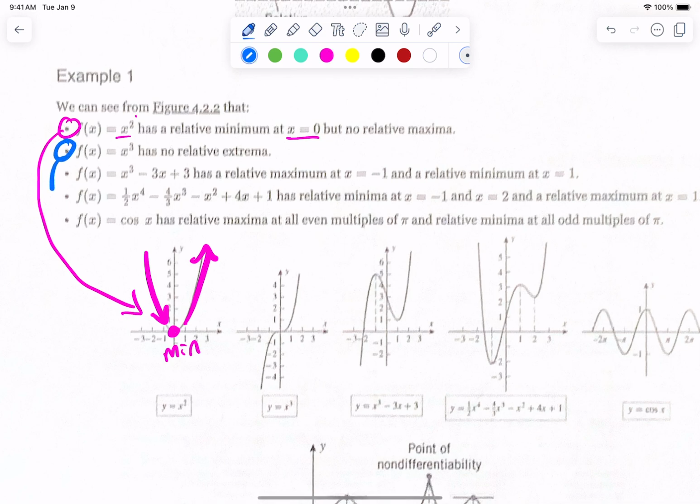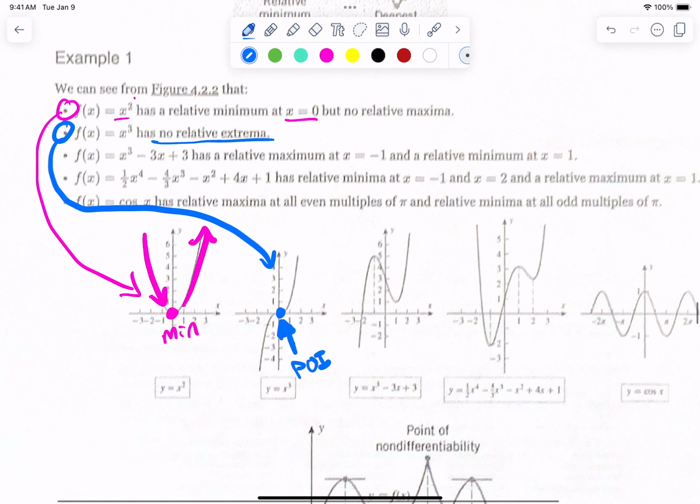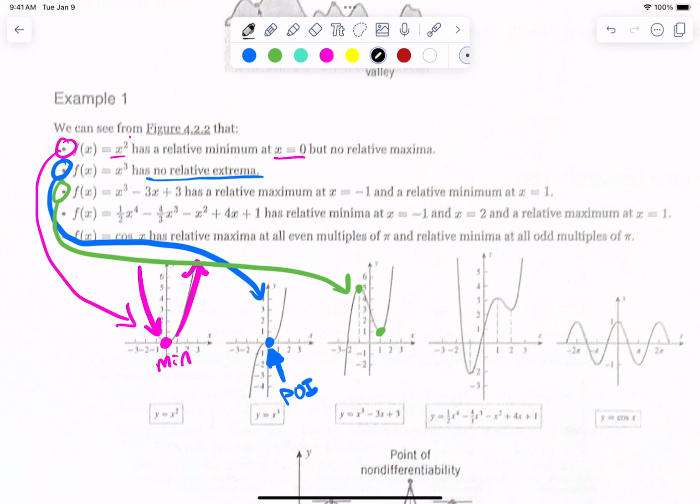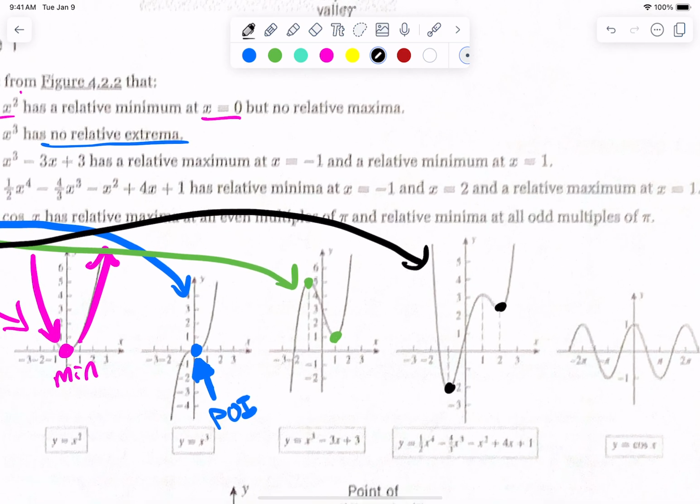X cubed, which is the second bullet point, looks like this. He has no relative extrema. So this point right here is not a max or a min. He is called a, do you remember? A vertex? No. He is a POI, which is a point of inflection. He is changing concavity at that point, okay? Bullet point number 3 looks like this graph. He has a relative maximum at -1, which is this guy right here, and a relative minimum there, right? The 4th bullet point is here, and he has 2 minimums and a maximum point.